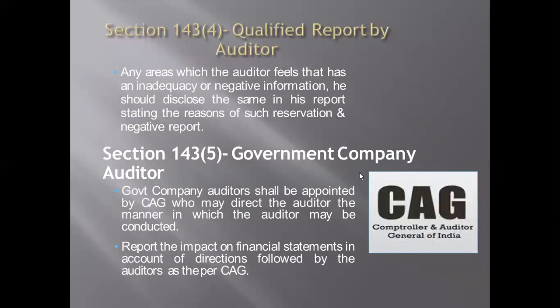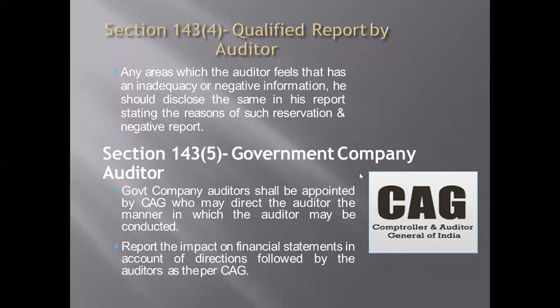Then there is the qualified report. After all these verifications and valuations and findings and show-cause notices, in areas where the auditor feels there is inadequacy or negative information, he should disclose the same in his report, stating the reasons for such reservation and the negative report. So it is a qualified report, which means there is something. He has found something wrong going on in the company. So he should mention that properly with the proper evidence, why he is suspecting such things, and what the causes and findings behind those reasons are. You should mention that in the qualified report.